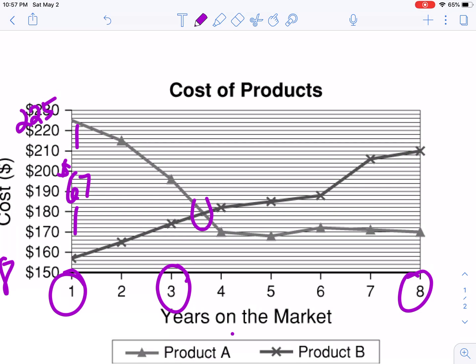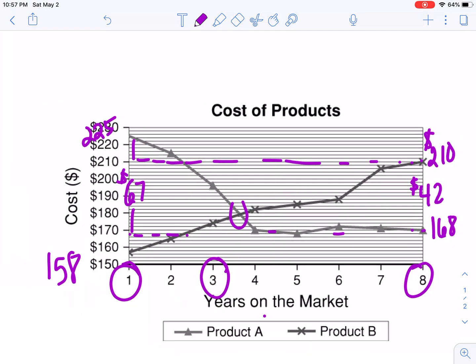So right here, if I take this over, we're looking right under $10 for product B. And product A isn't quite at 170, right? 170 would be just above it. So let's call it 168. So 210 minus 168 is $42.